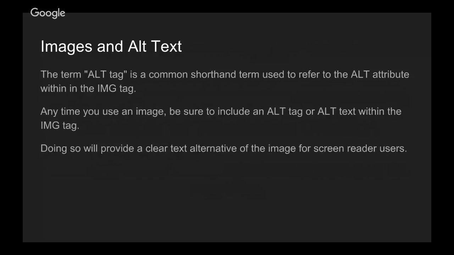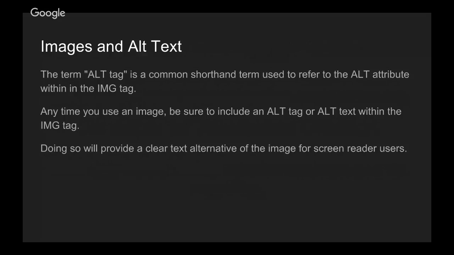So next one is images or alt text. I'm sure some of you have heard us or someone mention the term alt text or alternative text or alt tag, whatever that might be. Basically, it is a term that's used to connect something to an image.